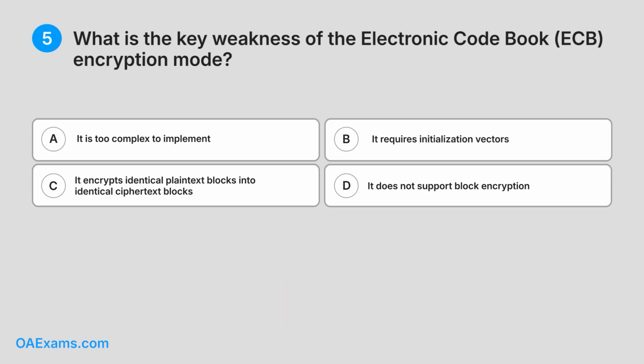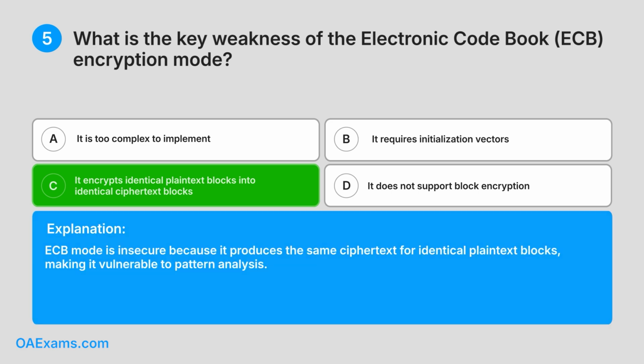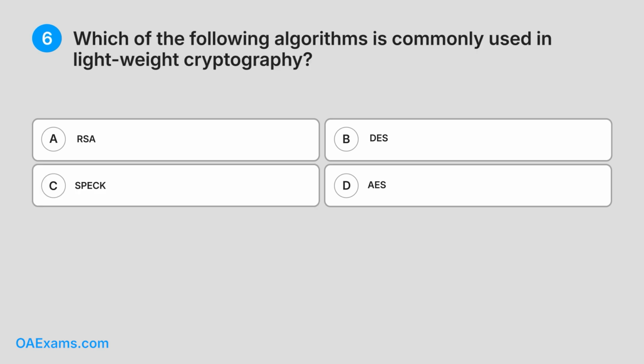Correct answer: C. It encrypts identical plaintext blocks into identical ciphertext blocks. Explanation: ECB mode is insecure because it produces the same ciphertext for identical plaintext blocks, making it vulnerable to pattern analysis.